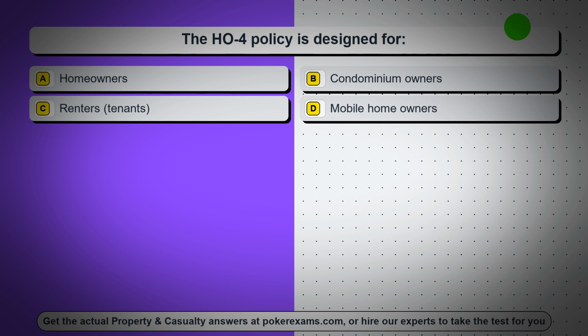Question 22. The HO4 policy is designed for: Option A, homeowners. Option B, condominium owners.